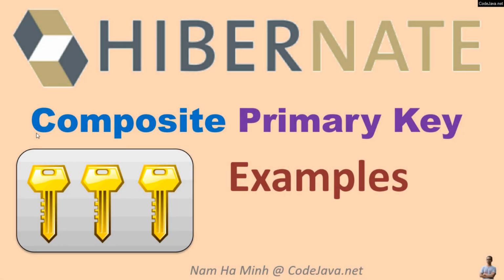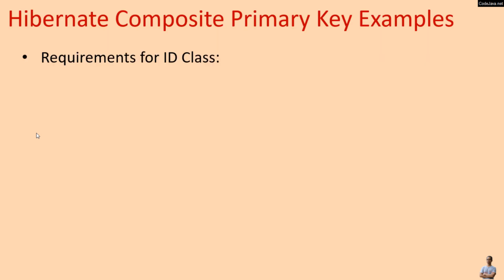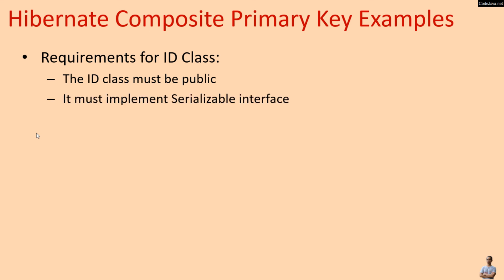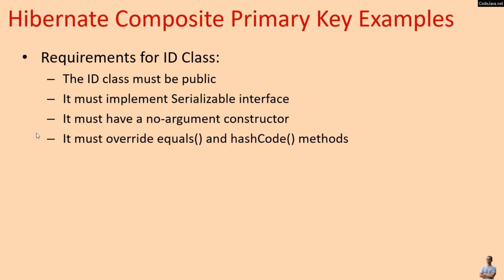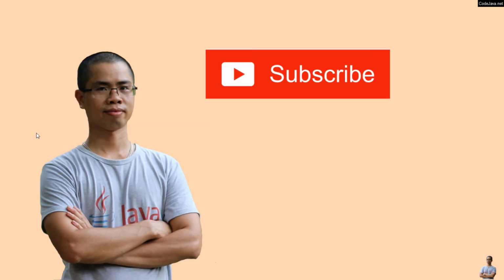All right, so far you have learned how to map composite primary key in Hibernate framework. Note that if you use ID class with the ID class annotation, the ID class must be public and it must implement the serializable interface, and it must have a no argument constructor, and it must override the equals and hash code methods.